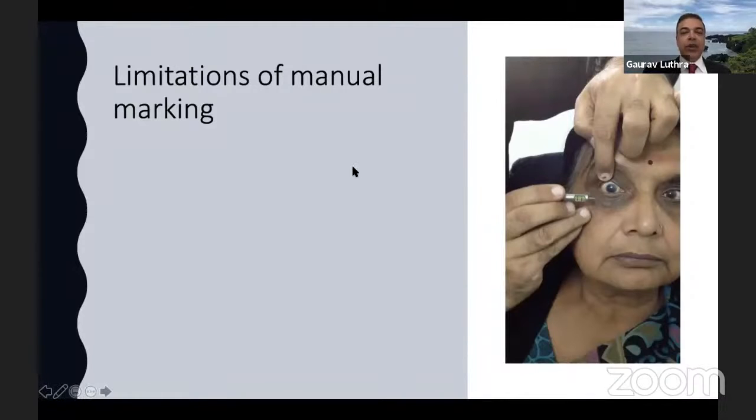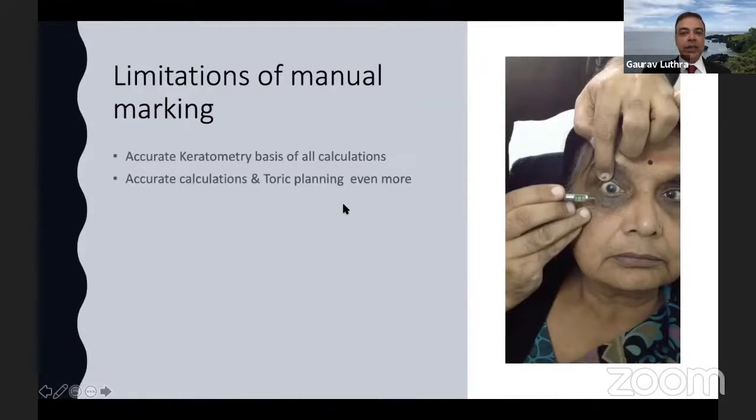So I think we all understand the limitations of manual marking. I've been doing torics for more than 10, 15 years now, and of course, a huge amount of experience with manual marking and the last 7 years with the image guided systems. The limitations of manual marking are that accurate keratometry is the basis of all calculations, and accurate calculations and toric planning are even more important. So torics require you to be good with, first of all, capturing the right data from the keratometry, then interpreting it correctly, and then doing the planning correctly.